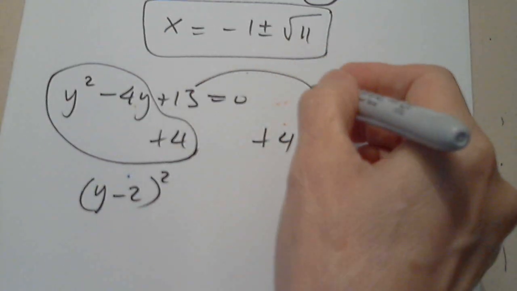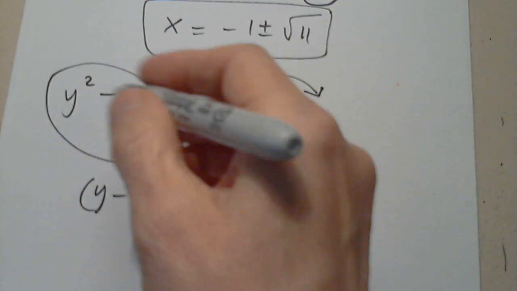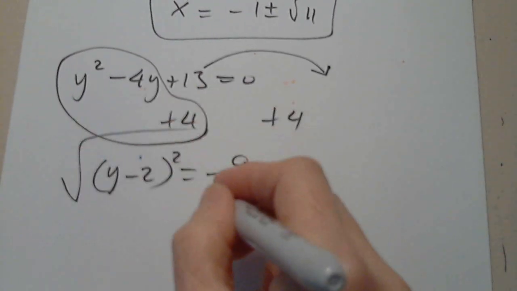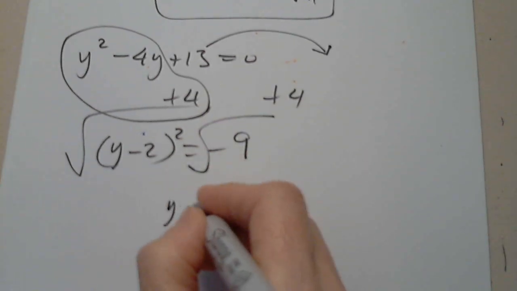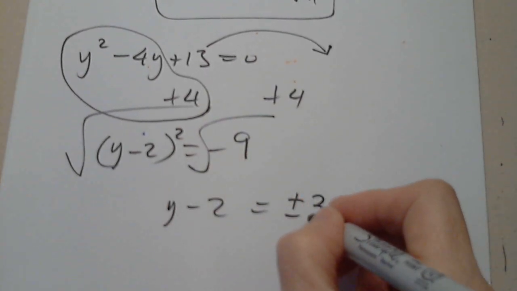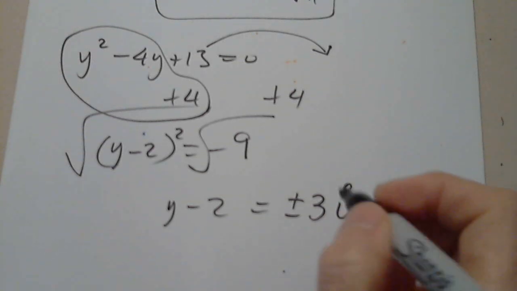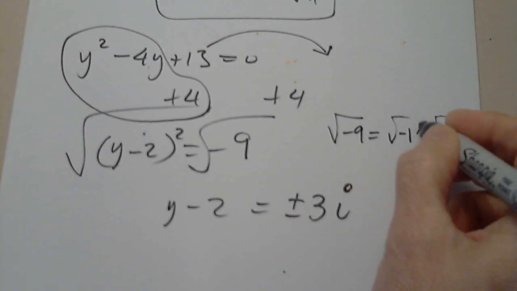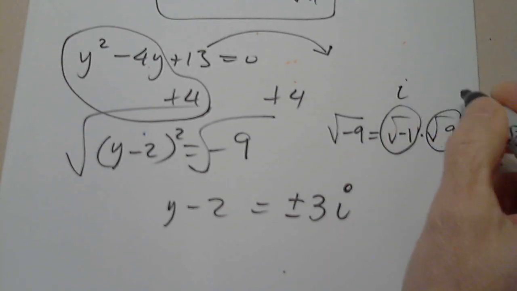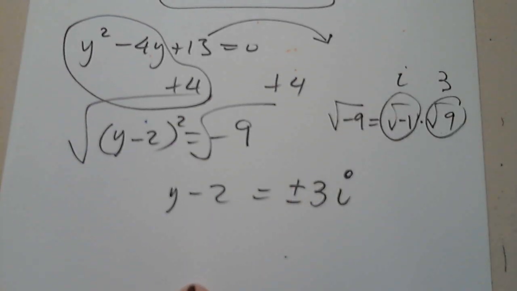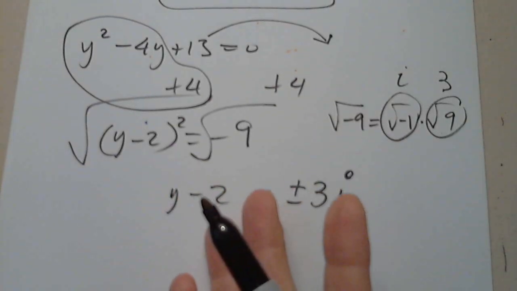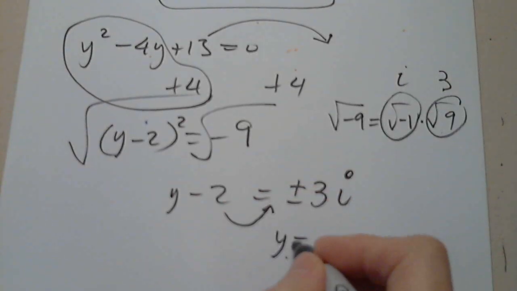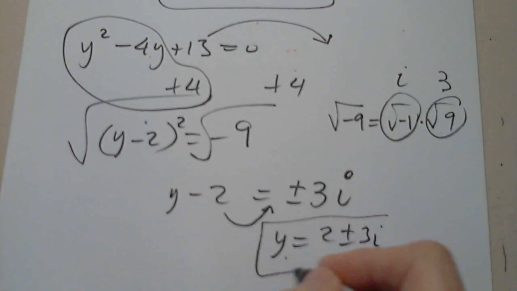I have to move 13 to the other side. It becomes negative. Negative 13 plus 4 is negative 9. Now this is ready for taking square roots. But this is y minus 2 equals plus or minus 3i. So the square root of negative 9 is the square root of negative 1 times the square root of 9. And this is i, and this is 3. Obviously, the discriminant is negative because the solutions are imaginary. And I insert the 2. So y equals 2 plus or minus 3i.